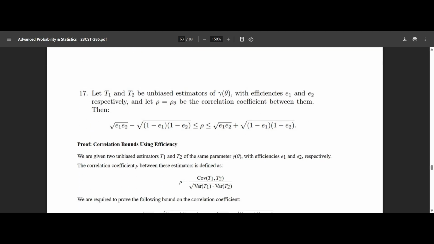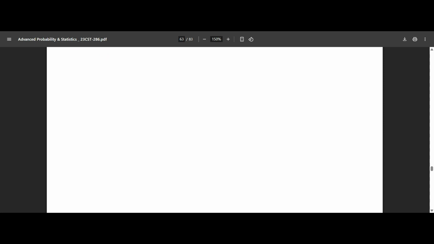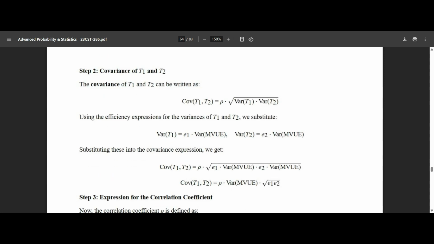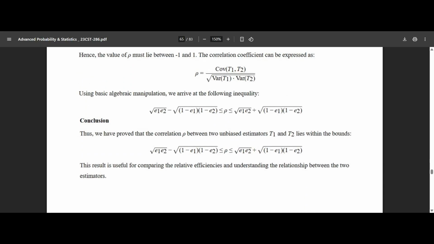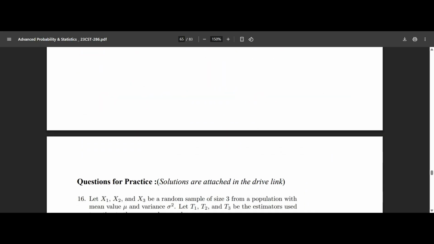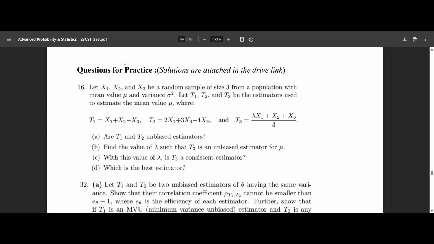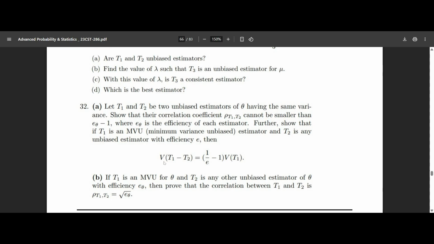So another sum I have given here, you can check it. It's related to efficiency and MVUE. Okay. So now the next topic we'll get is, yeah, I have attached few questions for practice here as well. Let's go through them.